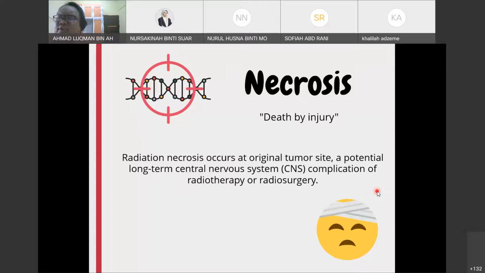Necrosis is the premature cell death, or death by injury. It occurs through swelling of the cytoplasm along with the mitochondria, followed by cell lysis. It is a pathological process caused by external agents like toxins or trauma. Radiation necrosis occurs at the original tumor site, a potential long-term central nervous system complication of radiotherapy and radiosurgery.